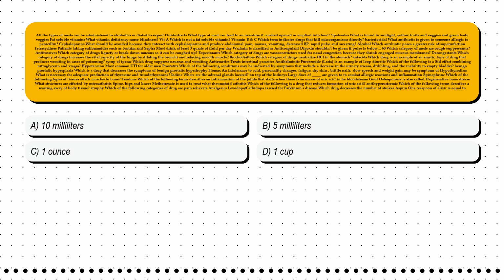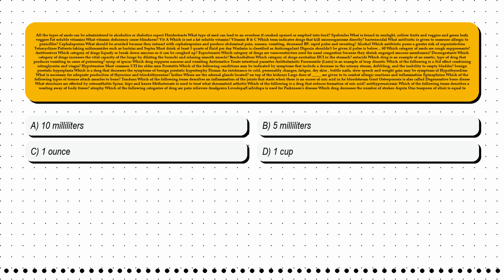What structures are affected by osteoarthritis? Spine, hips and knees. Methotrexate is used to treat what? Rheumatoid arthritis. Which of the following is a drug that reduces formation of uric acid? Antihyperuricemic. Which of the following terms describes a wasting away of body tissue? Atrophy. Which of the following categories of drug are pain relievers? Analgesics. Levodopa/carbidopa is used for Parkinson's disease. Which drug decreases the number of strokes? Aspirin. One teaspoon of elixir is equal to: Option A, 10 milliliters.